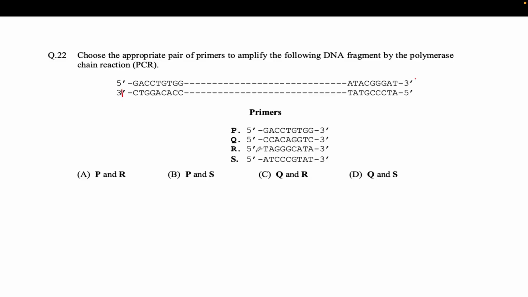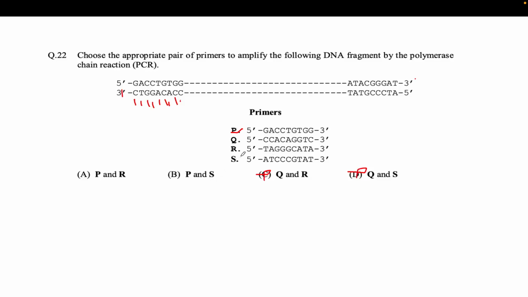Now we will see what the correct answer is. In P, the primer is given as GACC, then T, and then GTGG. So it is perfectly matching, so that option is correct. In the given options, these two options would not be correct because P is not present. So only two options are left, A and B. Here one option is R and the other option is S.